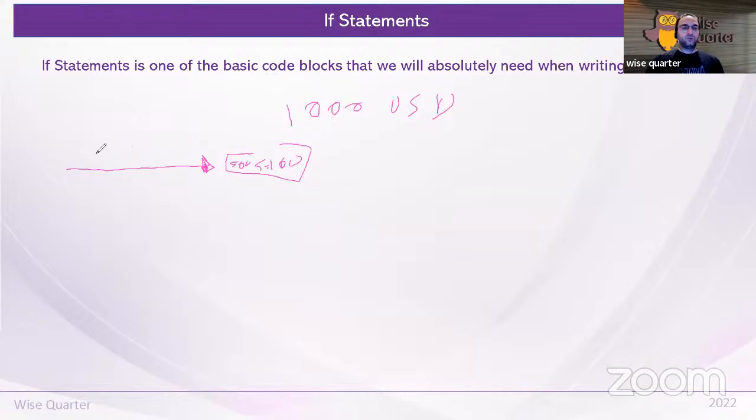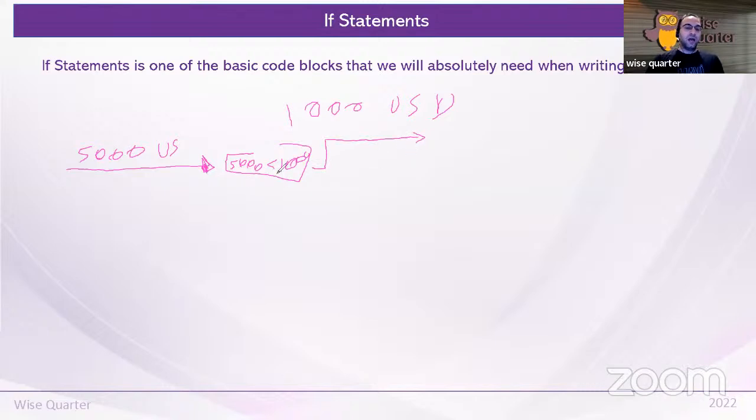But if the user tried to take 5,000 USD, and the user has 1,000 USD in his or her account, the statement will be: if 5,000 is smaller than 1,000, which is not, it will be false. So the ATM won't give any money to the user.